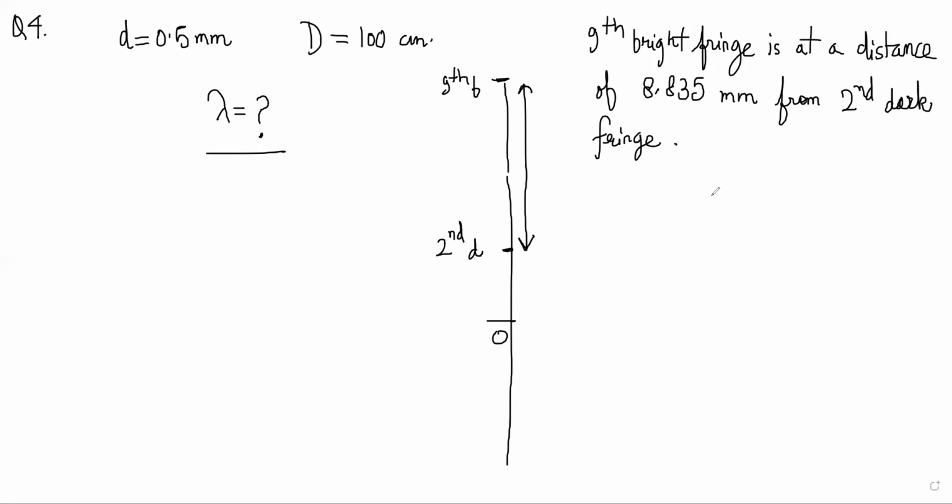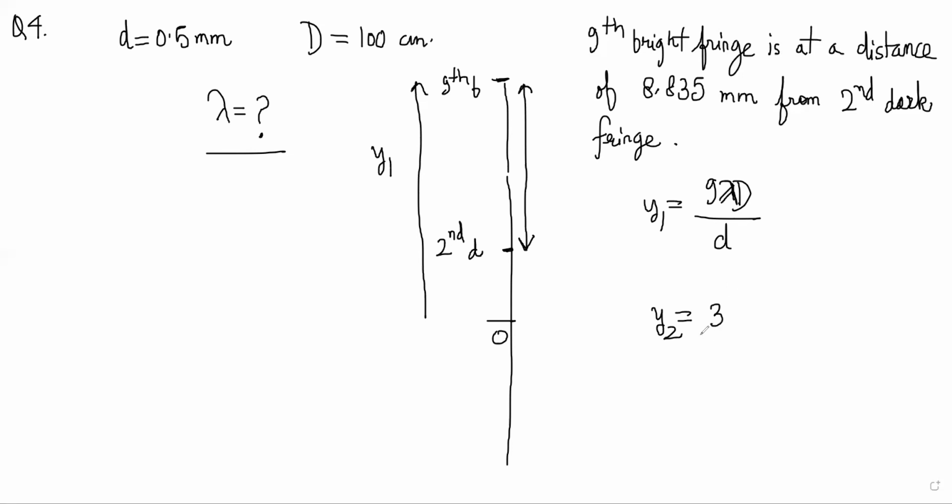At 9 lambda capital D by small d. So that is your y1. And where is the second dark fringe? 3 lambda capital D by 2d.